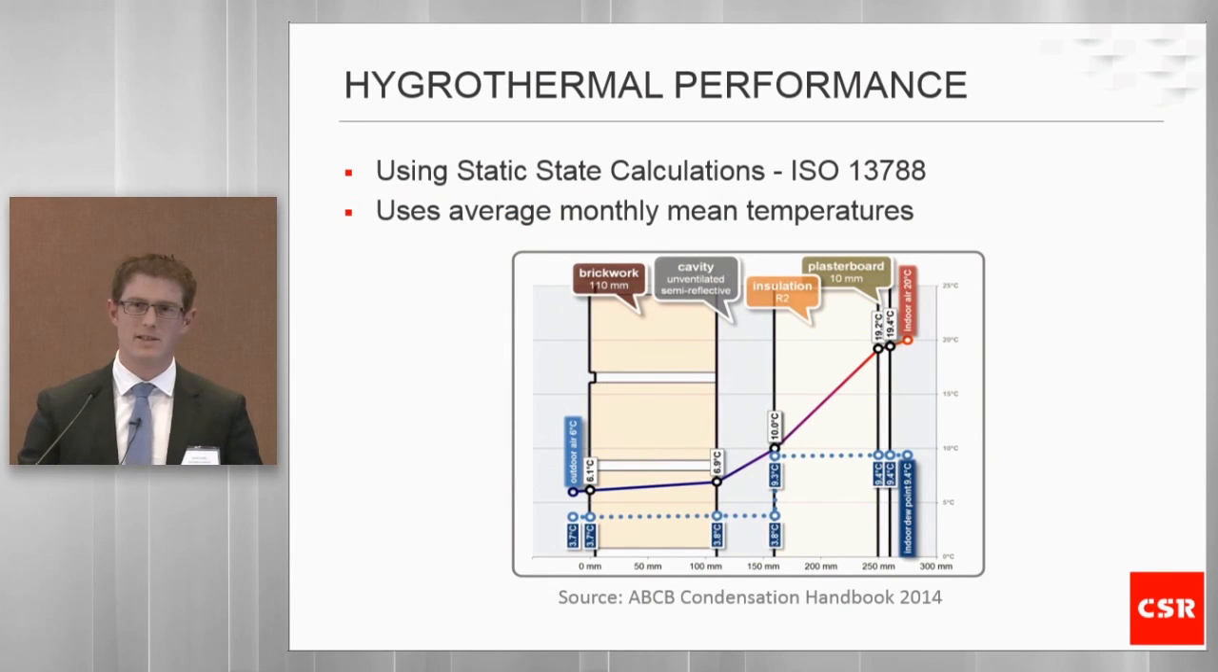So when we want to understand how to use these different types of membranes, there are some calculation methodologies out there that will help us do this. There's a static state calculation outlined in ISO 13788. What this means is it uses average monthly indoor temperature and humidity and outdoor temperature and humidity, and from this you can calculate a temperature profile across the wall and a dew point profile, and it will give an indication whether condensation is likely to form and the risk of damage to the construction system.